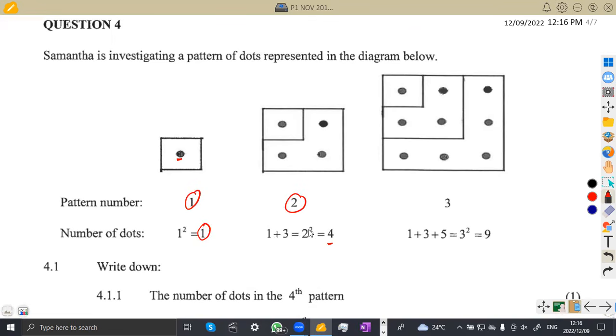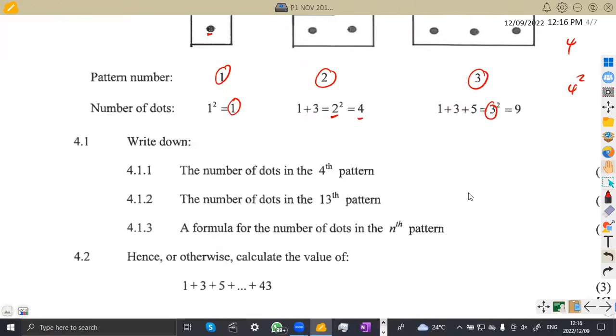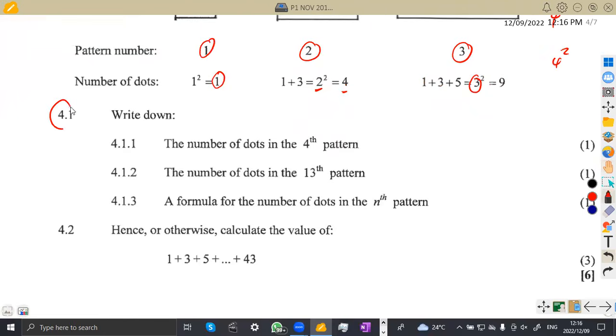Okay, we've got 2 here, we've got 2 squared, we've got 3 here, we've got 3 squared, and so on. So which means if it is 4, it is going to be 4 squared, and so on. All right. So the question is on 4.1. Write down 4.1.1, the number of dots in the 40th pattern. All right. So definitely that is the 40th pattern of 4 squared. So this one is going to be 4 squared, which is 16.